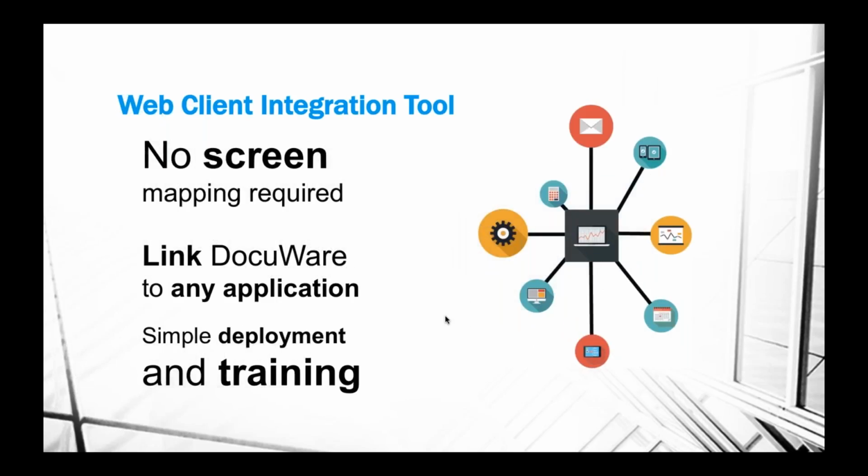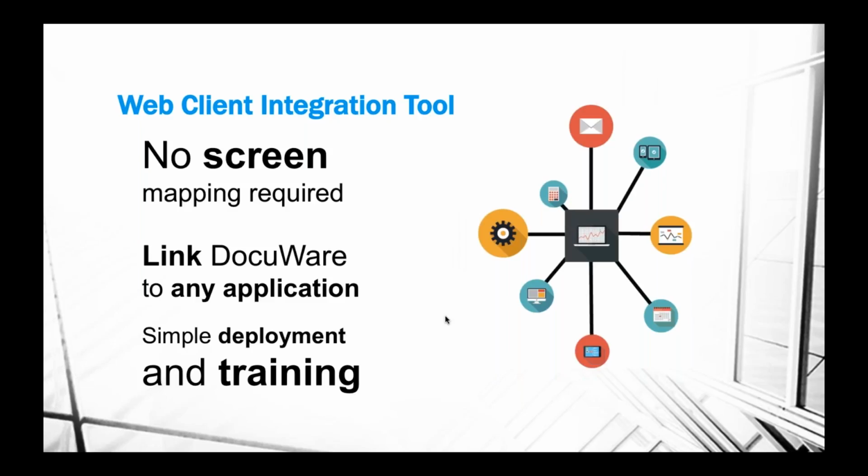The Web Client Integration Tool is an alternative to Smart Connect, and we decided to keep this around because we did believe and have found some use cases where this is a nice alternative to have to Smart Connect. It does not work from a smart indexing perspective. It only works from a searching perspective. But the main difference is that there's no screen mapping required.